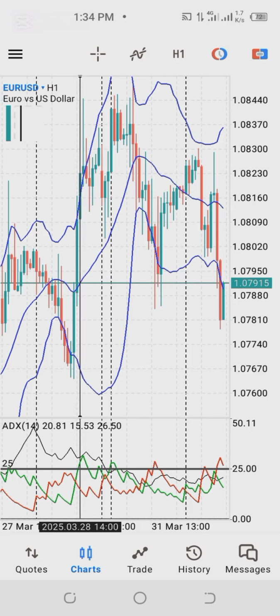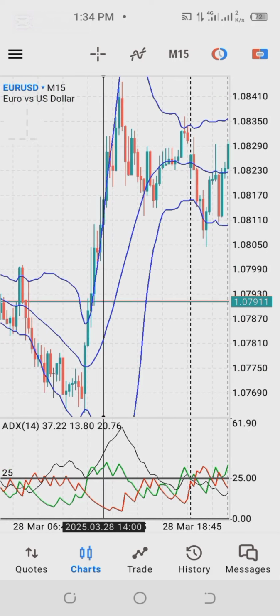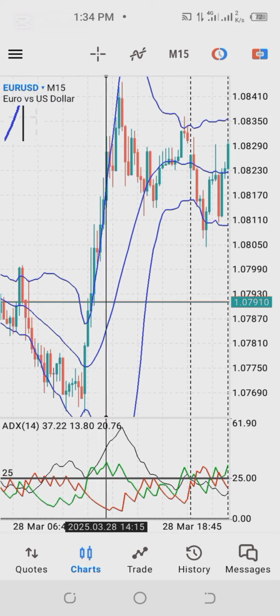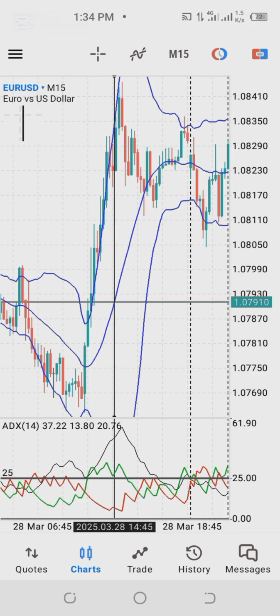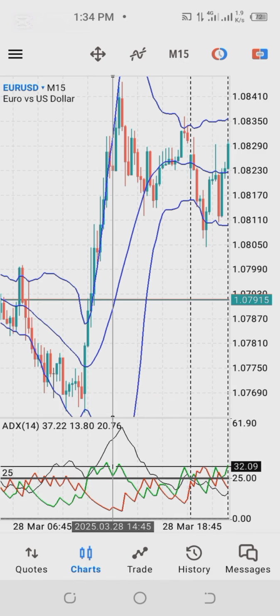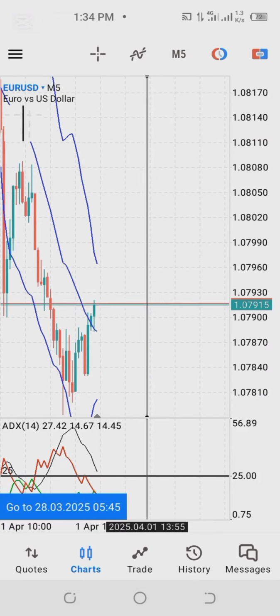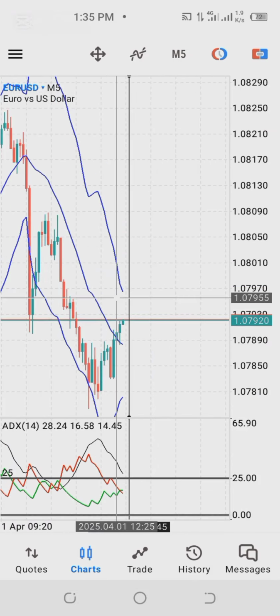So what we need to do, remember, we need to look on the H1 time frame. We need to ensure that the market is out of the band. Then I'll go to the M15 time frame. On the M15 time frame, I need to be sure that the red ADX is below the green ADX, as you can see here. Then I move straight to the M5 for my entries.